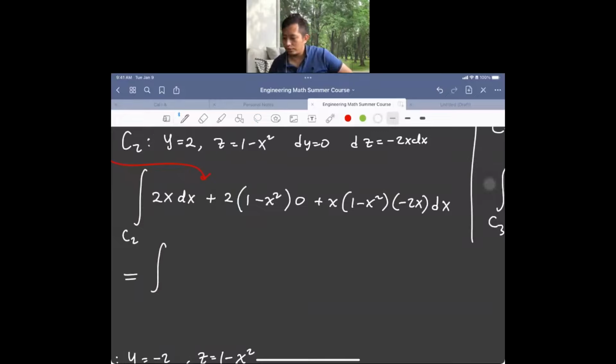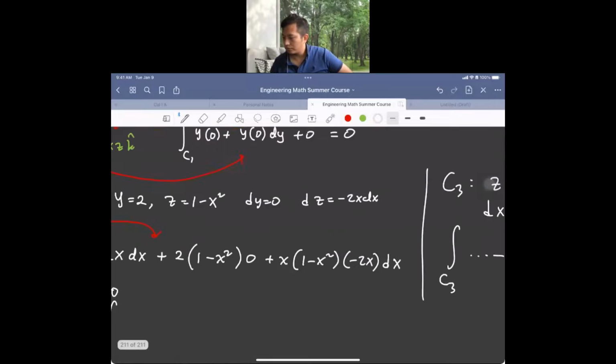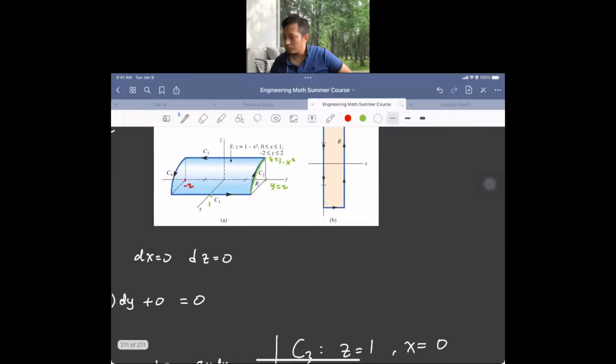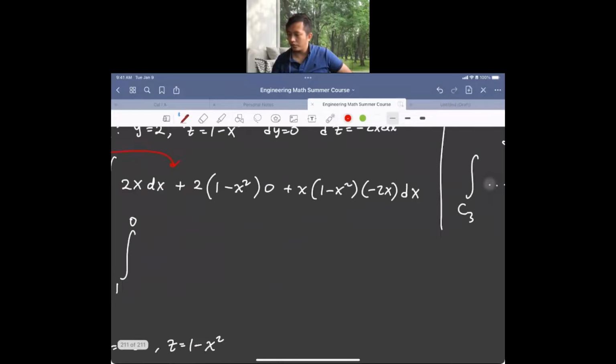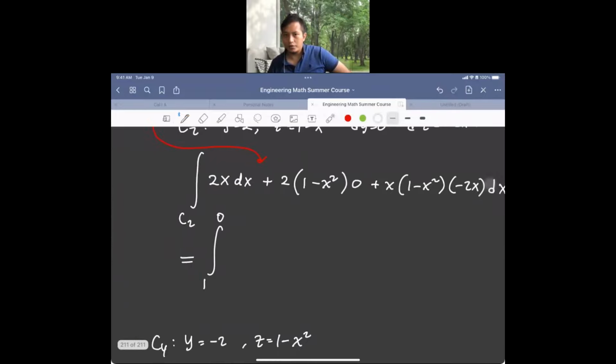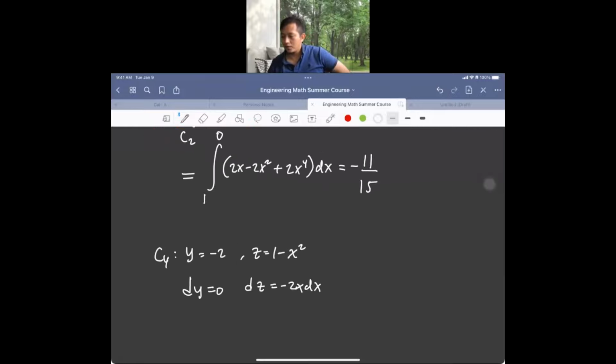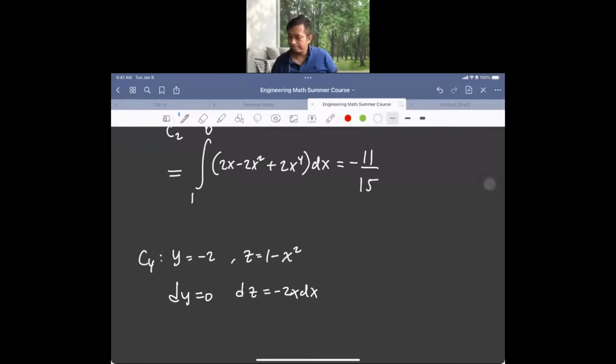C2 is from, x is from 1 to 0, right? C2. Yeah, it's going to go over there, right? So it is from 1 to 0 for x. Okay. So from 1 to 0 of 2x minus 2x squared plus 2x dx. And if you compute, this will be equal to negative 11 over 15. Okay.